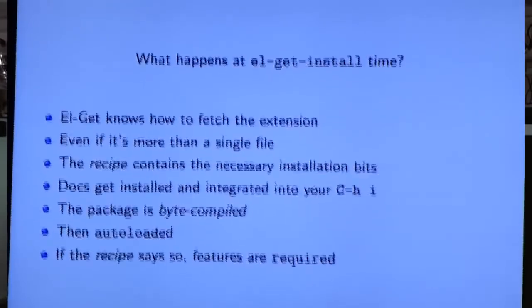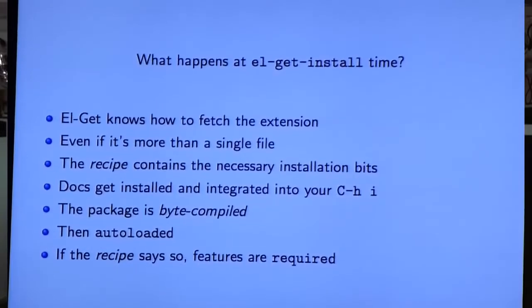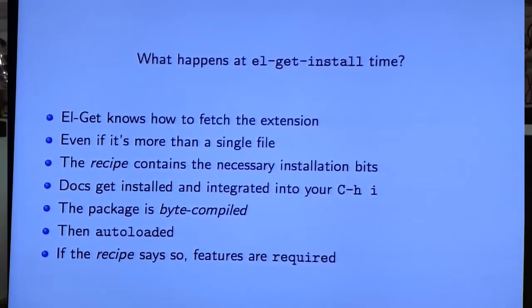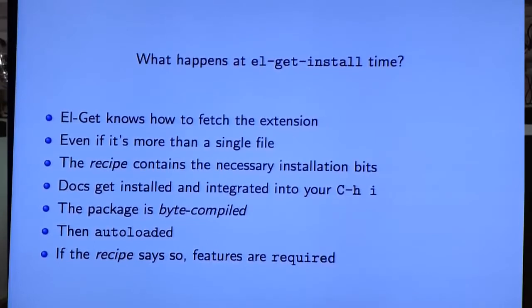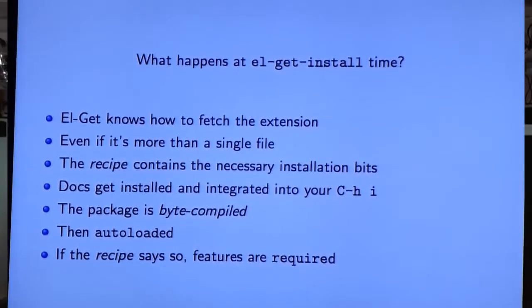So we did say that installing an extension, if you do it manually, there is a lot of little things to do by hand. So El-Get will do them for you. So this list here is exactly the steps that El-Get will follow when installing the extension for you. So it knows how to fetch the extension, and we will see that it knows a lot of different ways to get at the extension code. And it knows how to do that, even if it's more than a single EL file. Because the first versions of ELPA, the package system that is given with Emacs, it was not easy to package a multi-file extension.